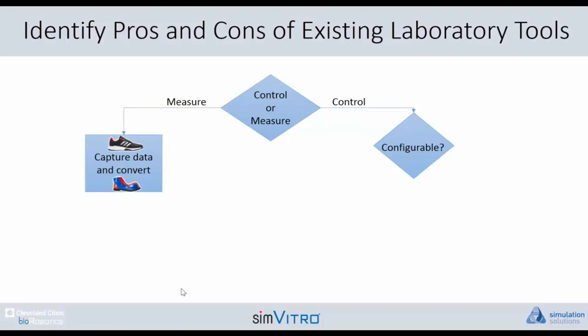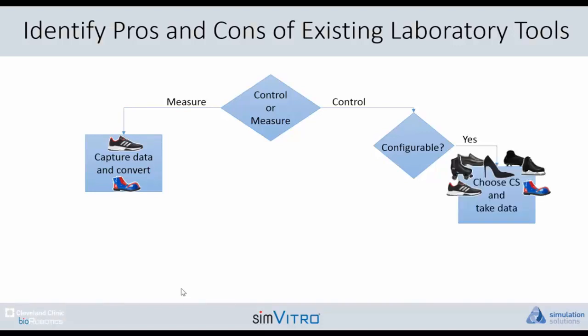If another lab who was actually using Grood-Suntay was publishing their data and it was truly internal rotation, we're going to get different results. So the first question you have to ask yourself is, is that tool configurable? If it's configurable, that's great. Choose whatever coordinate system you want, and take your data in that reference frame. And that's the model we've chosen with simVITRO, to try to make this flexible for all our users to choose whatever reference frame they need to get the biomechanical data they need, to answer those clinical questions.